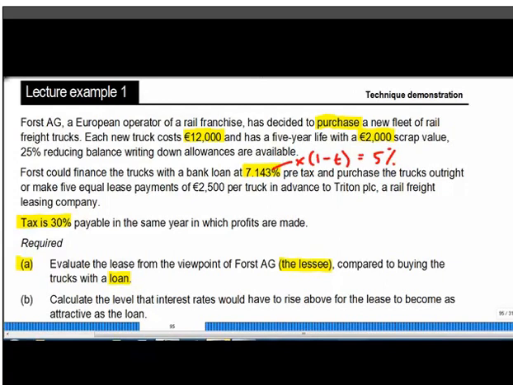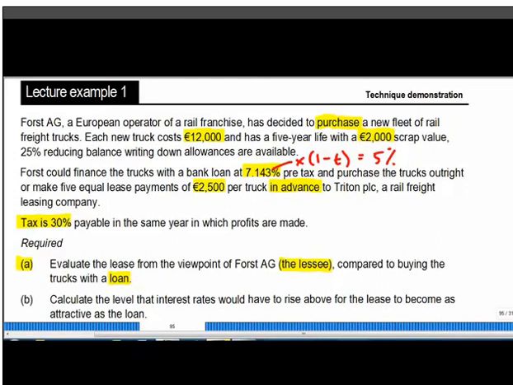So the alternative to buying these trucks outright is to make lease payments, 5 payments of €2,500. And these payments are made at the beginning of each year in this example. In other examples, they'll be in arrears. You'll just have to read the question. So let's have a look at how we can evaluate this. First of all, we'll go through the simplified treatment of doing 2 NPVs, one being an NPV for the purchase and the other an NPV for the lease, and we'll see which costs less.